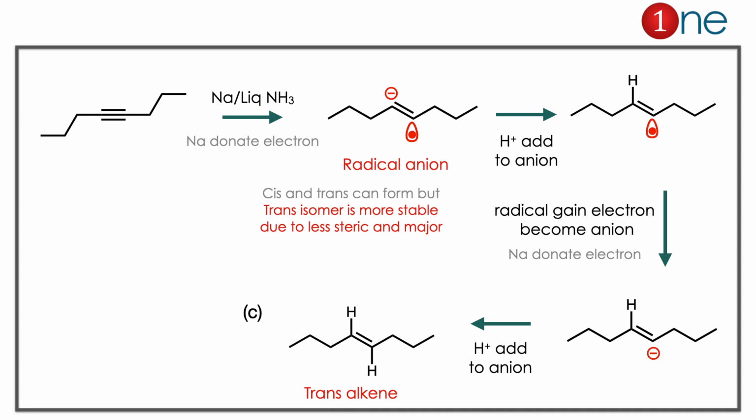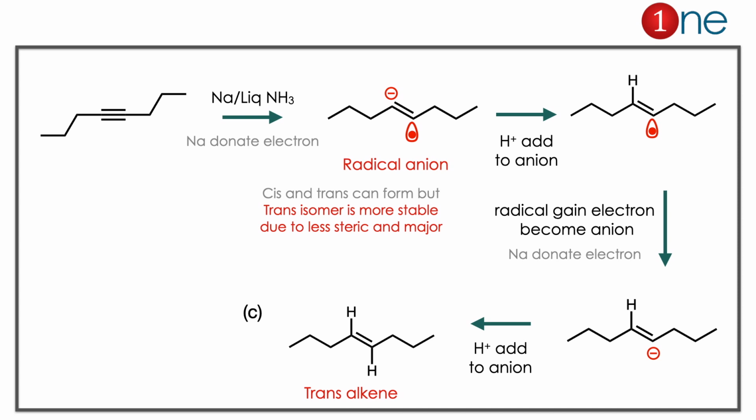So the anion is there. Next step, you are using H plus, which is a hydrolysis kind of situation. So H plus adds to the anion, and you have a carbon-hydrogen bond there. Next, the radical is there. Again sodium can donate an electron to the radical. So the radical gains the electron and becomes the anion. Then you add H plus again. So you are getting the trans alkene, which is a symmetrical alkene, which is answer C.